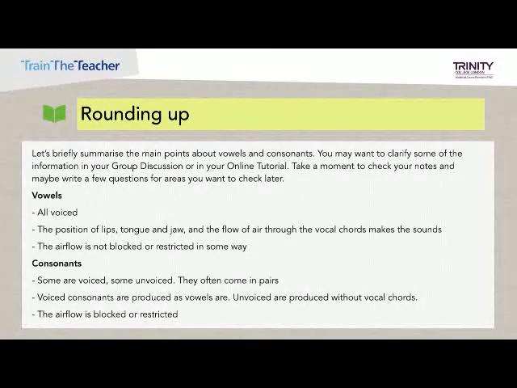Consonants can be voiced or unvoiced, and you saw that they often come in pairs. Voiced consonants are produced the same as vowels, whereas unvoiced are produced without any use of the vocal cords. There's no vibration. The airflow in consonants is blocked or restricted in some way.